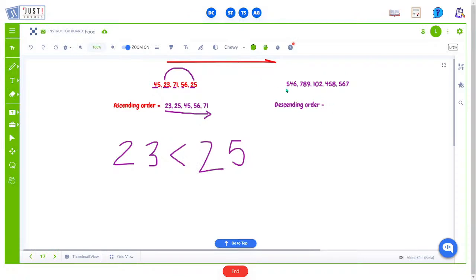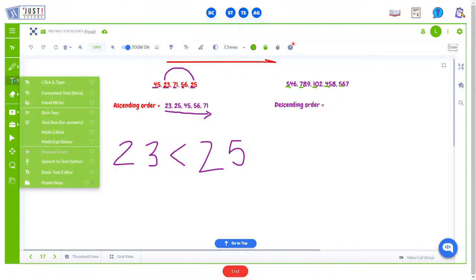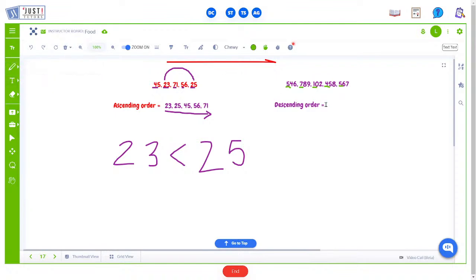Yes. Now again what we would do, we would compare the first digit of every number: 5, 7, 1, 4 and 5. Now 5, 7, 1, 4 and 5, इन सब में से सबसे बड़ा डिजिट कौन सा है? What digit is it? It's 7. 7 is the biggest digit, so we would write 789 as the biggest number.